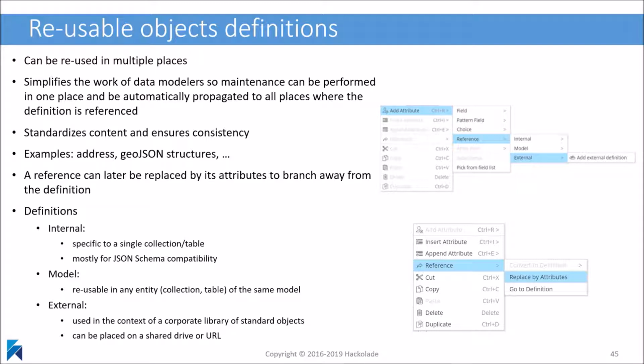Definitions can be maintained at three distinct levels: at the entity level, called internal definitions, at the model level, and the third one, external definitions. Internal definitions have limited use because they can only be reused or referenced within the same entity, a collection or a table. But internal definitions ensure JSON compatibility. Model definitions, on the other hand, can be referenced in any entity of the same Hackolade model. Finally, external definitions are Hackolade models that can be referenced in whole or in part by any other Hackolade model.